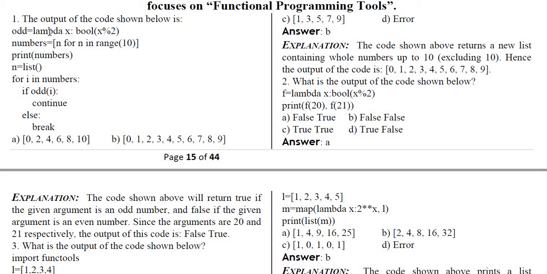So lambda x: bool(x % 2). Numbers will be n for n in range(10), so ten numbers will be fine. Print numbers. N, what kind of n is it? A list. For i in numbers, if odd(i), continue, else break. Now you can see here the bool is here: bool(x % 2). So the value of x starts with 0.